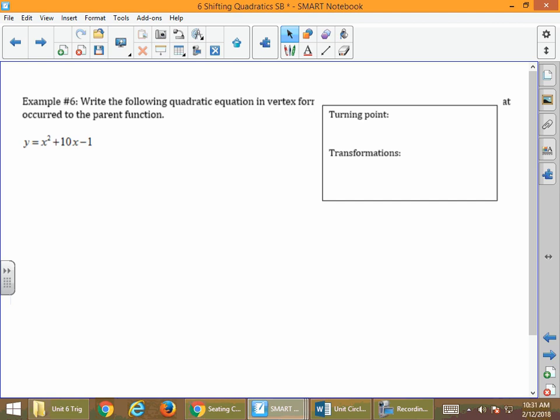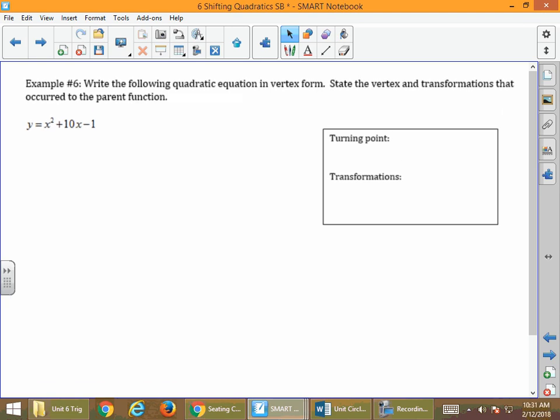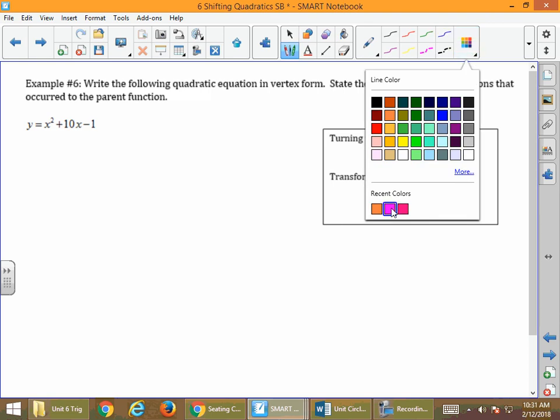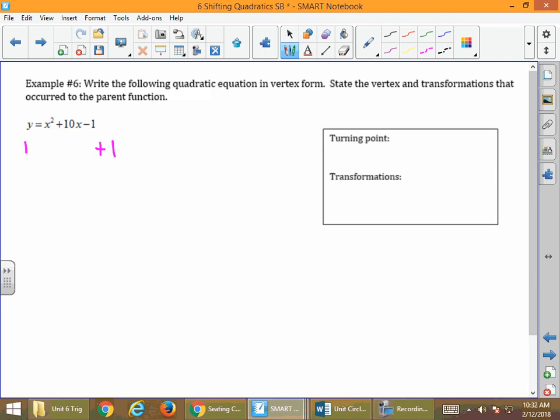So we take a look at this last problem here. We want to write the following quadratic equation in vertex form. We want to state the vertex and the transformations that occur to the parent function. And in order to do that, we need to use our complete the square method. So when we take a look at this, our first thing that we're going to do is add 1 to both sides.